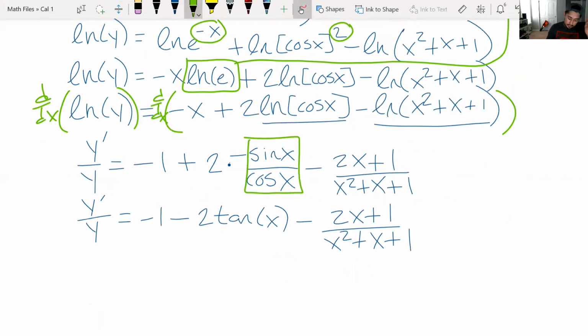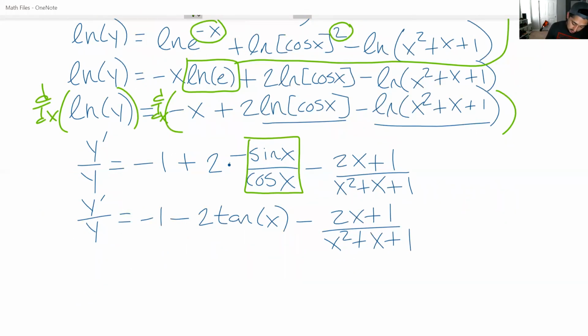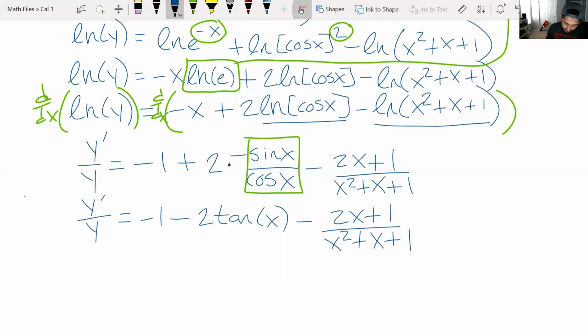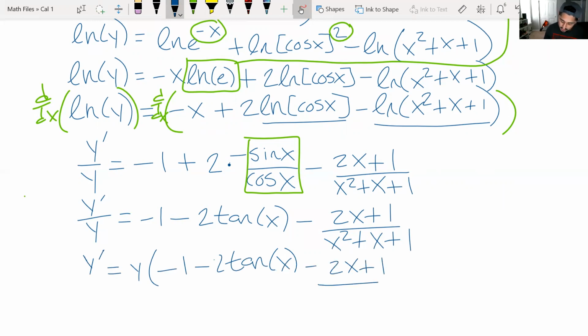Multiply this y to the right side. Okay. And we get y prime equal to y times all of that. -1 times 2 tangent x minus 2x plus 1 over x squared plus x plus 1. And then remember what y was and plug it in.